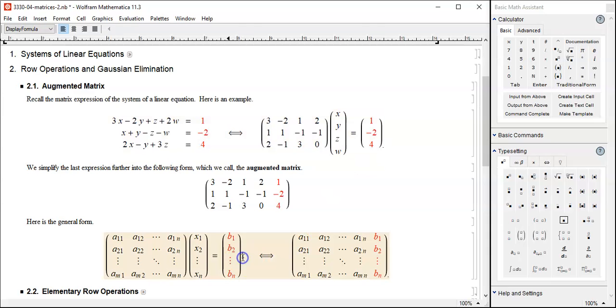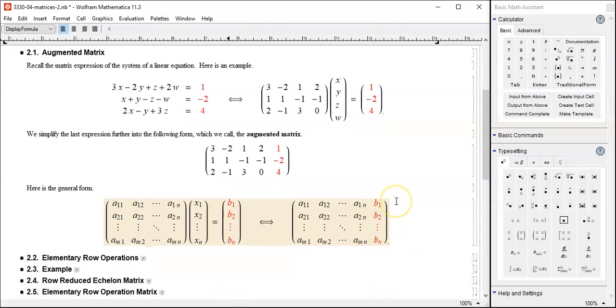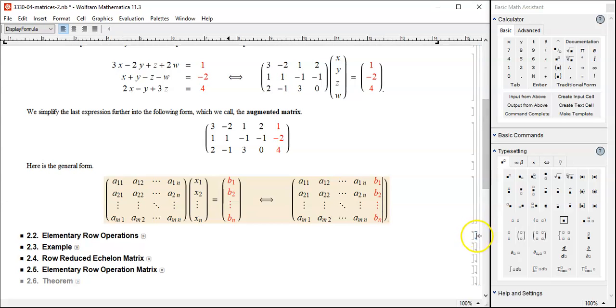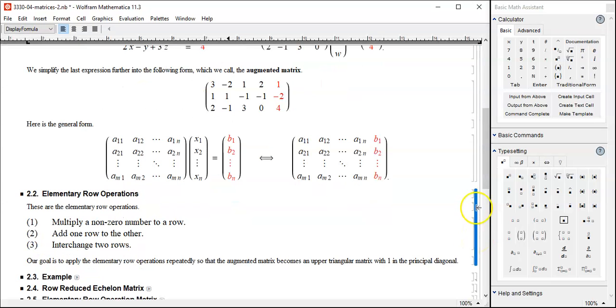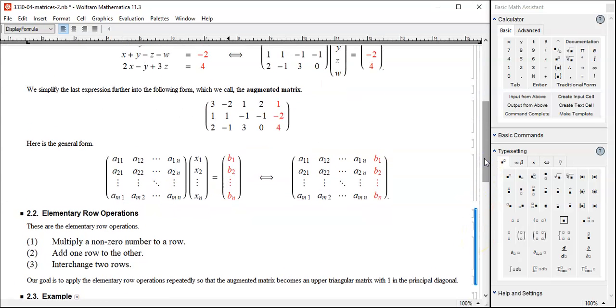In general, if you have this kind of system, and let's just put the last column over here, this expression and this single matrix are equivalent. Then you can design or prove the algorithm to solve the system of linear equations, and that is called elementary row operations. What do we mean by elementary row operation? We do a repetition of these three.